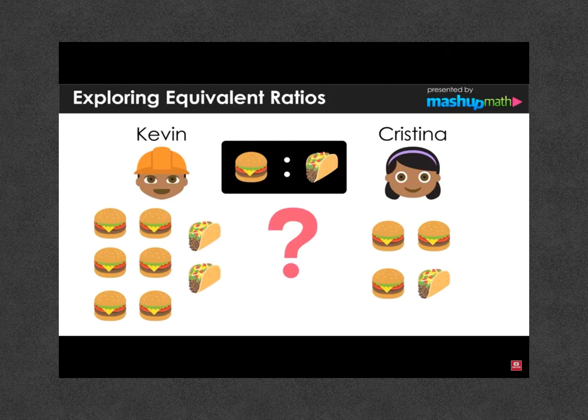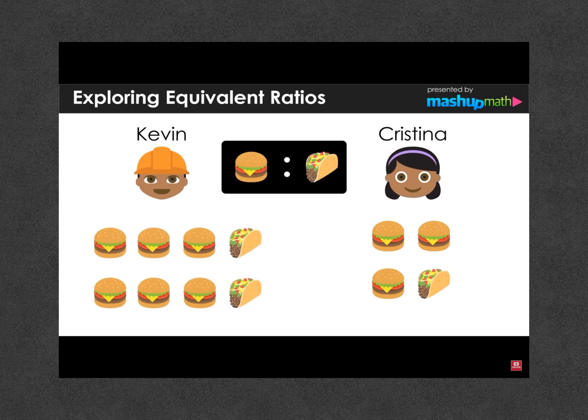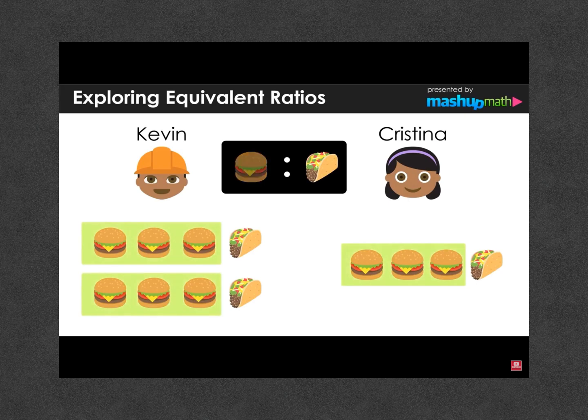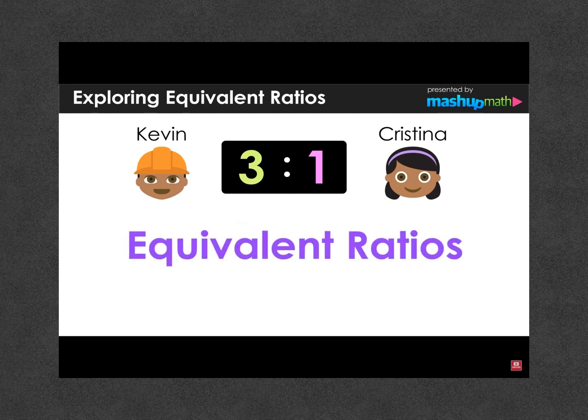So with this ratio in mind, let's regroup both Kevin and Christina's orders. Doing this allows us to see that for both Kevin and Christina, for every 3 hamburgers ordered, there is 1 taco. So even though Kevin ordered twice the amount of food that Christina did, the ratios are still equivalent because for every 3 hamburgers, there is 1 taco, in this case, a 3-to-1 ratio.